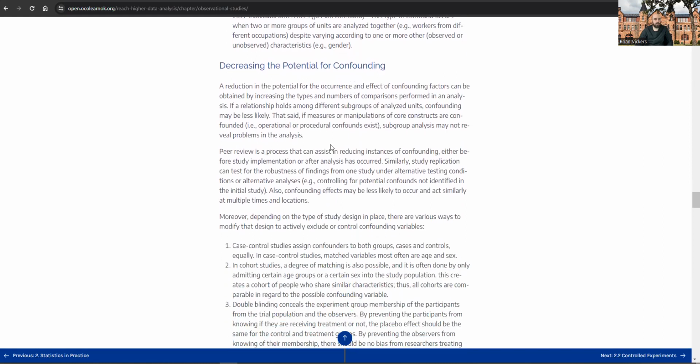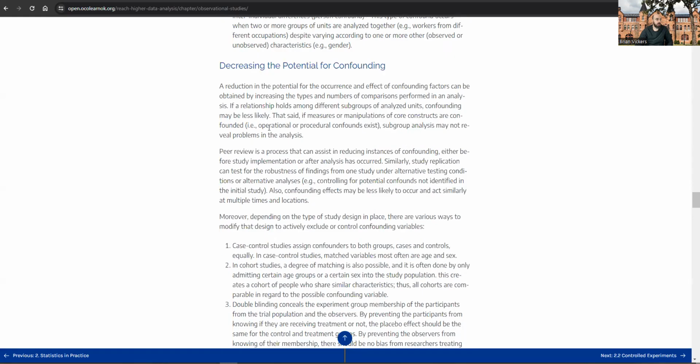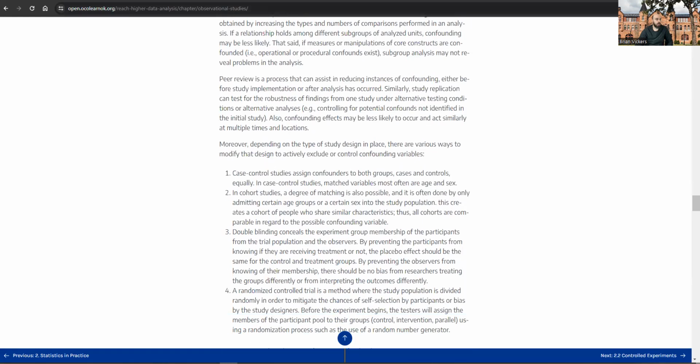How can you decrease confounding variables? So in here we have ways by controlling for things like age, sex, double blind, where you randomize the studies and then randomize who gets the treatment, who gets the placebo.